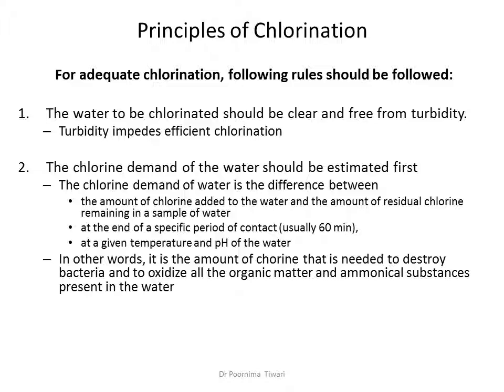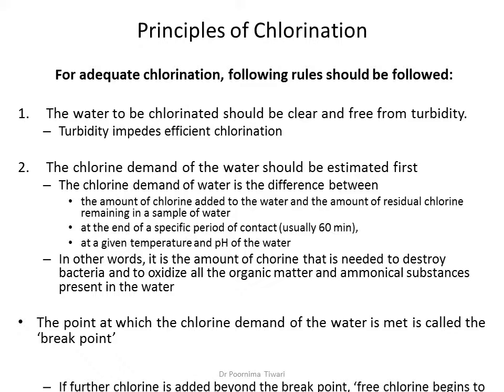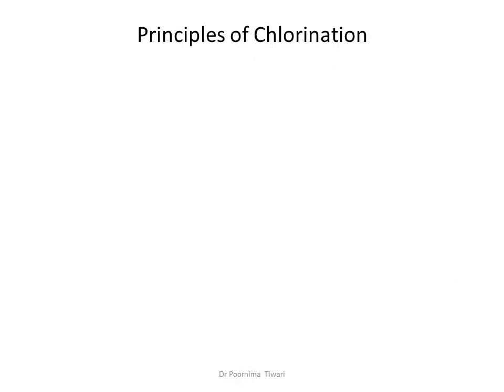In other words, chlorine demand of the water is the amount of chlorine that is needed to destroy the bacteria and oxidize all the organic matter and ammoniacal substances present in water. The point at which the chlorine demand of water is met is called the break point. If further chlorine is added beyond this point, free chlorine begins to appear in water. Third is the contact period. A minimum contact period, that is presence of free residual chlorine for a contact period of at least 1 hour, is essential to kill bacteria and viruses. Only after that water can be supplied.